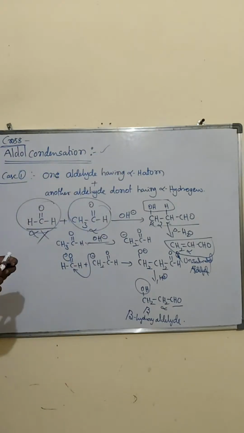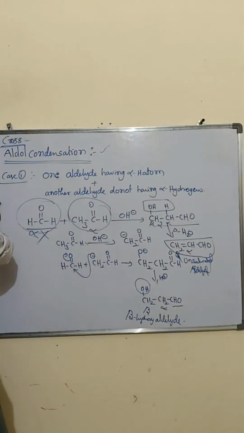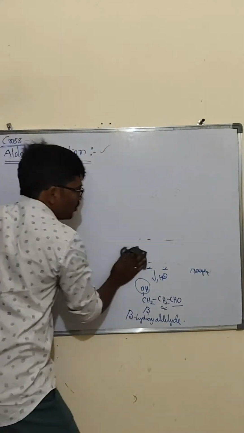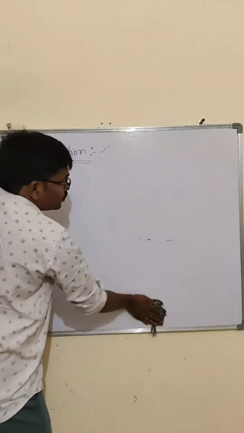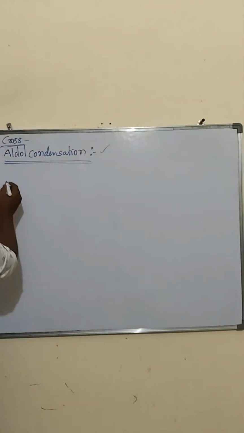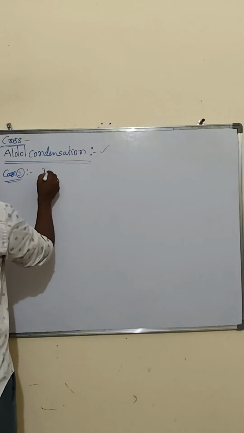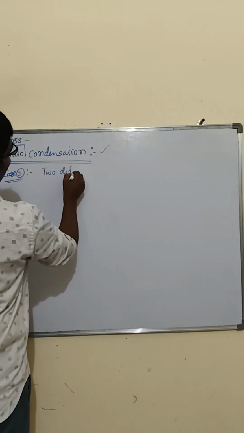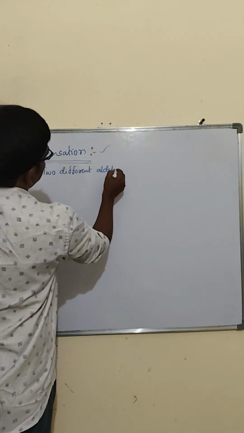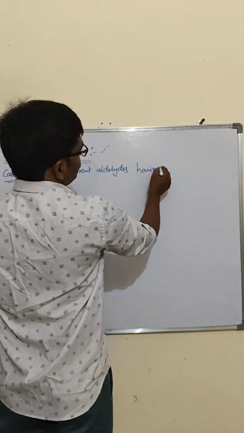So case 2 is when both are having alpha hydrogen atoms but both are different. Two different aldehydes having alpha hydrogen atoms. See, look at case 2, two different aldehydes having alpha hydrogen atoms.